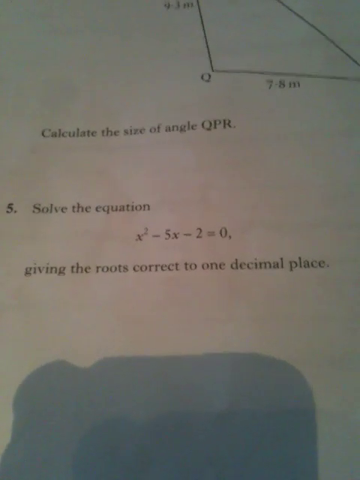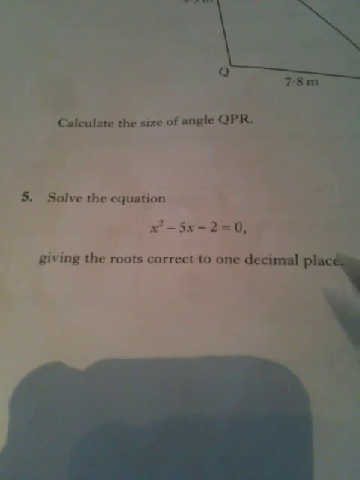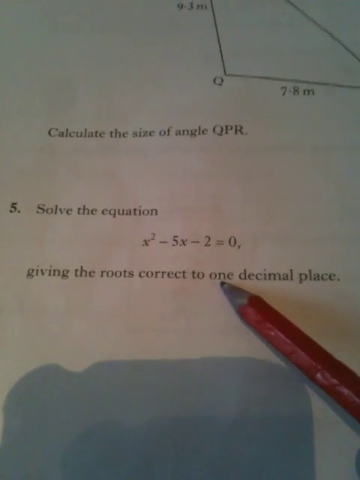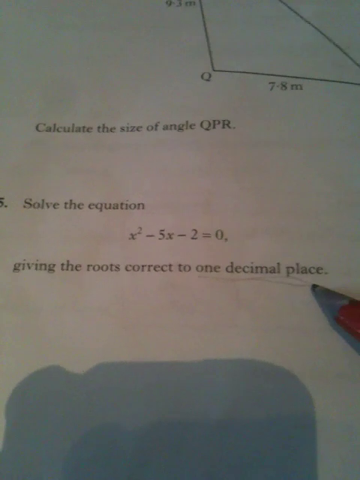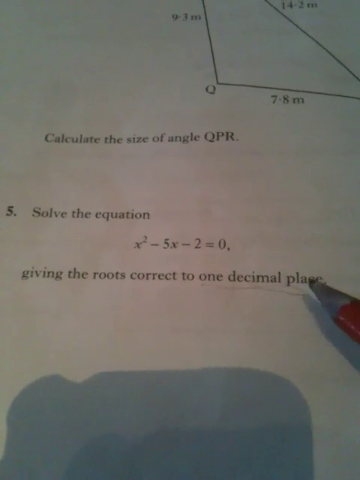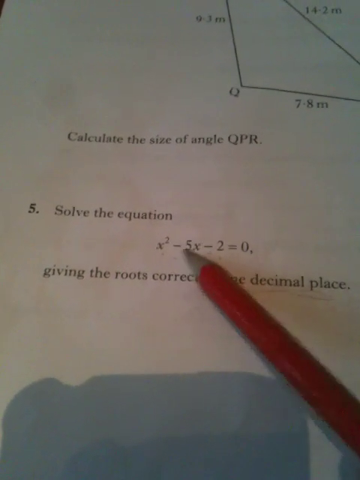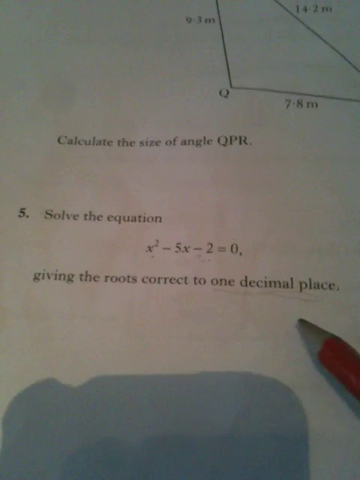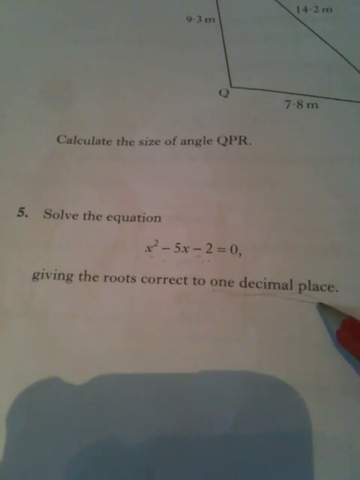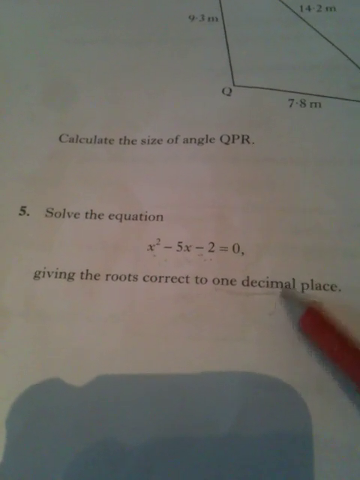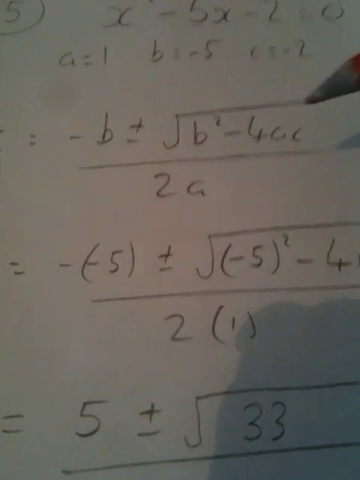Question 5, solve this equation. Give the roots correct to 1 decimal place. The fact that the roots will be given to 1 decimal place means that you're going to have to use the quadratic formula. If we could just factorise it, put it into a pair of brackets, I wouldn't say to 1 decimal place. I would just say solve. The fact it's 1 decimal place means we're going to have to use the quadratic formula, which is this formula here.